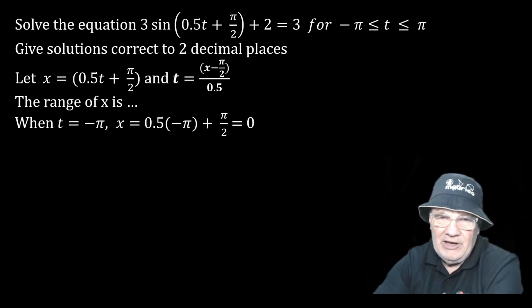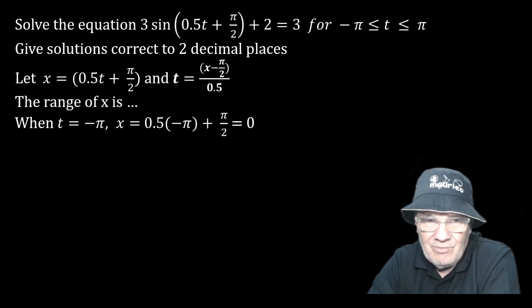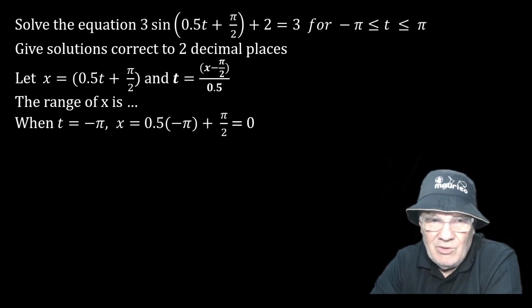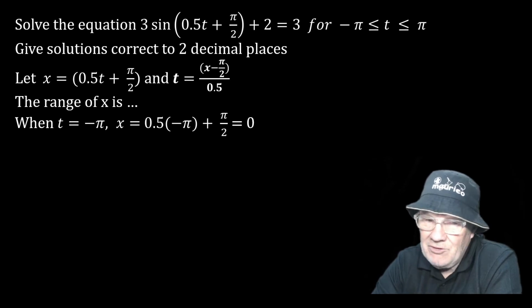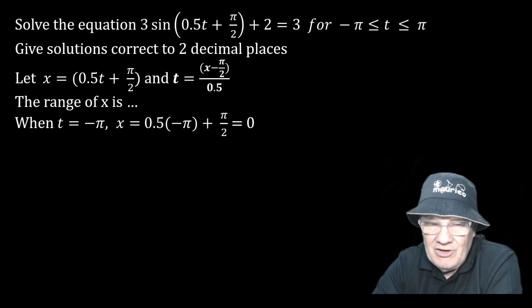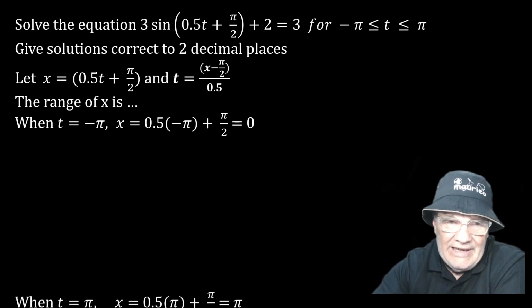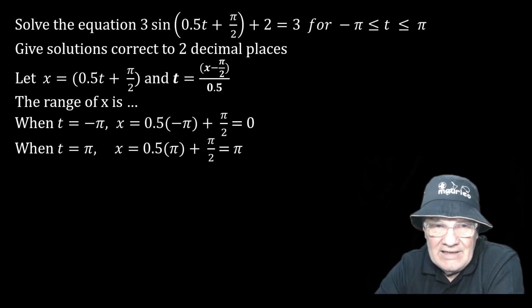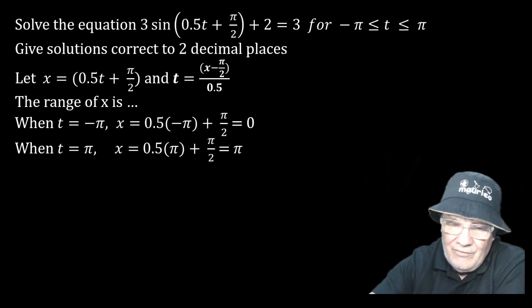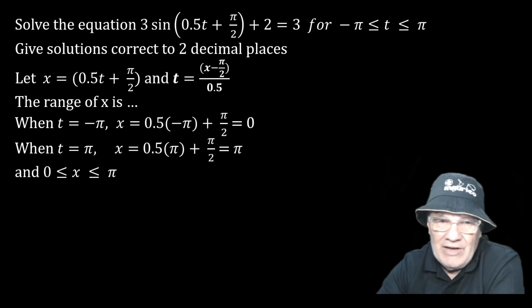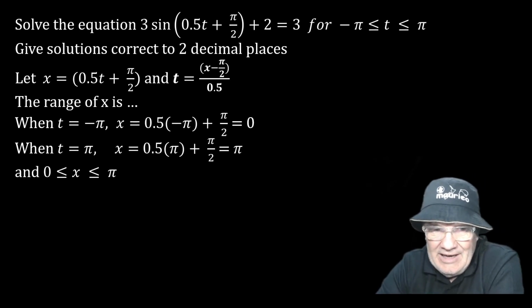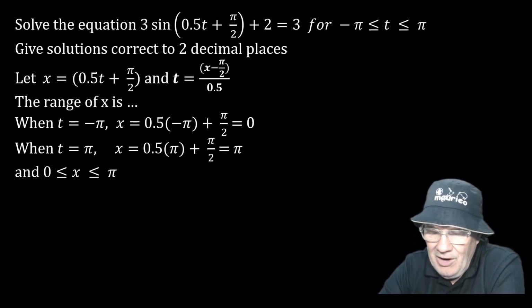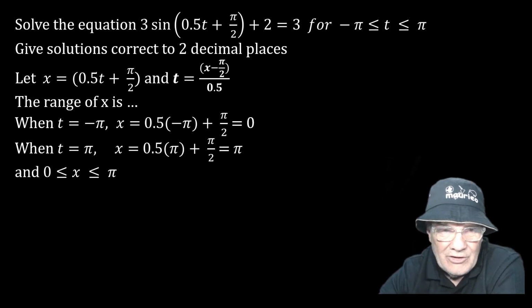when t equals negative pi, the bottom of the range of t, x equals 0.5 times negative pi plus pi by 2, which is 0. And when t equals pi, x equals 0.5 pi plus pi by 2, and that equals pi. So therefore we can say that the range of x is between 0 and pi. So that's all well and good.